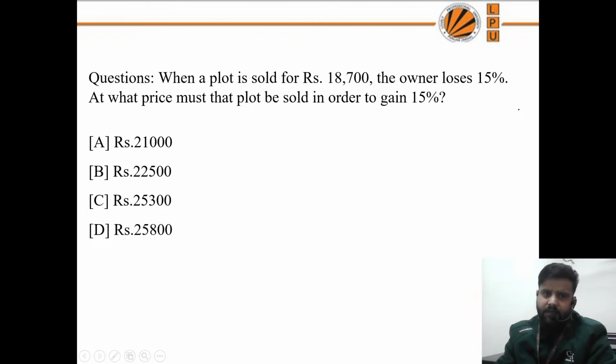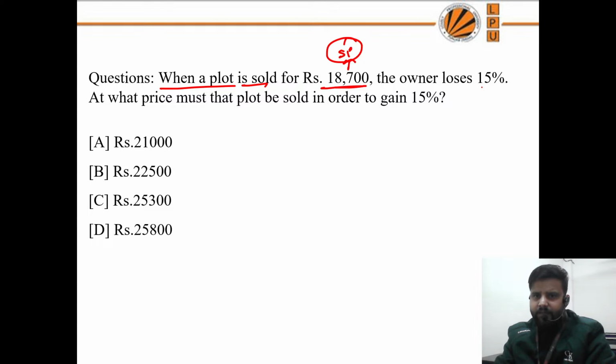Okay, this is the question. Question says a plot is sold at this much price. This is selling price, and this is the selling price when the owner is losing, when loss is 15%. So they are asking at what price you should sell it to gain 15%. It means two selling prices are there in the question. So how would you deal with it? You know that CP is always 100%.